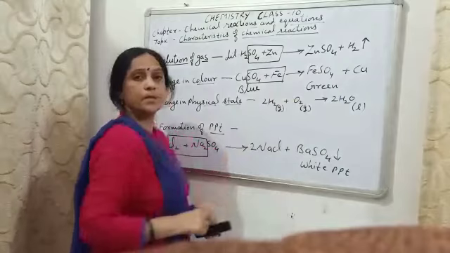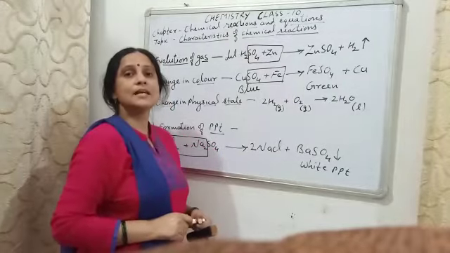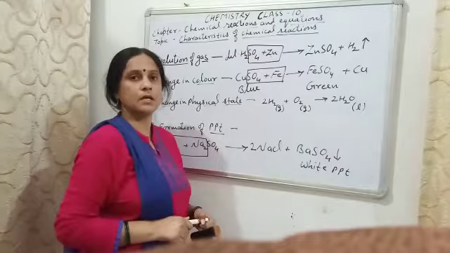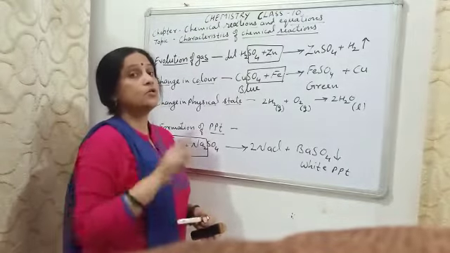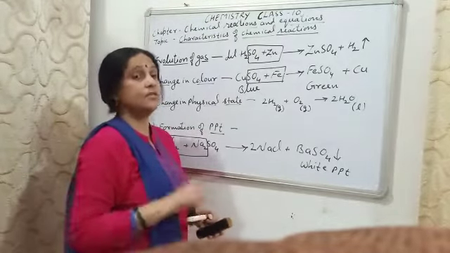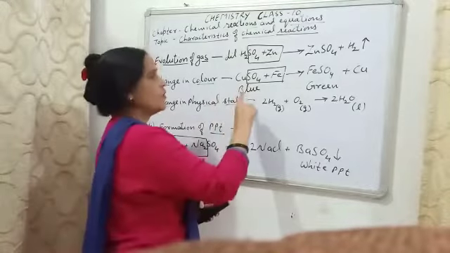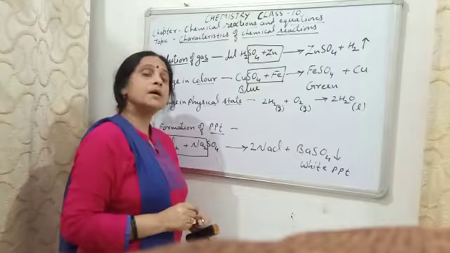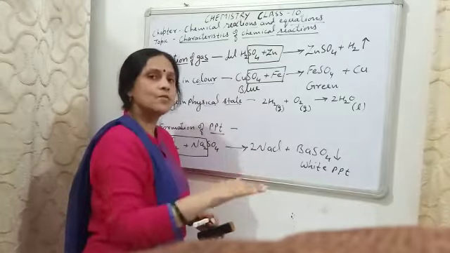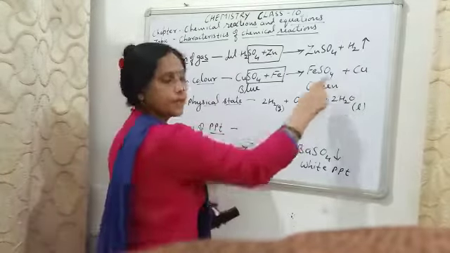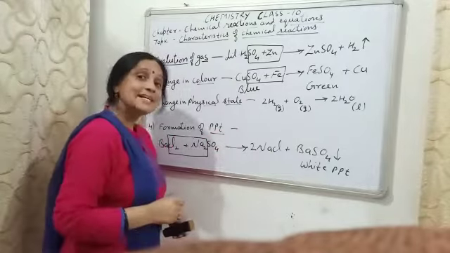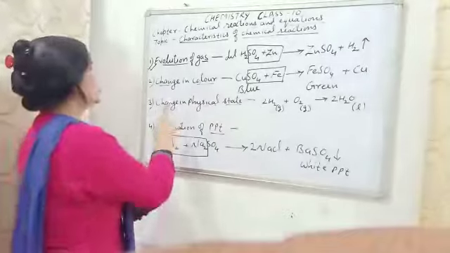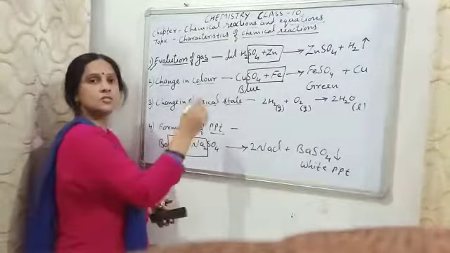From this example, the question arises: what are the two observations in this example? Here the two observations are, the first one is change in color from blue to green, and the second one is the red brown colored substance settling down at the bottom, which is copper. The next characteristic is change in physical state.